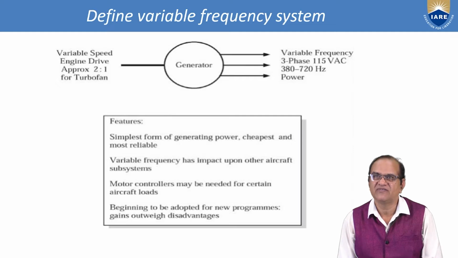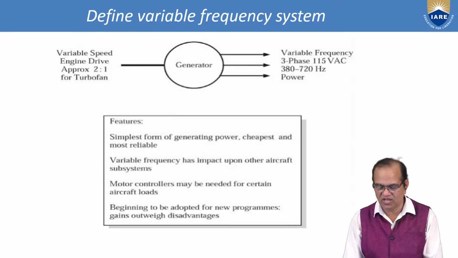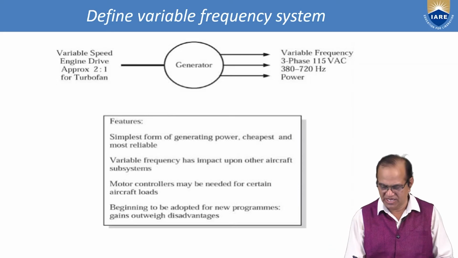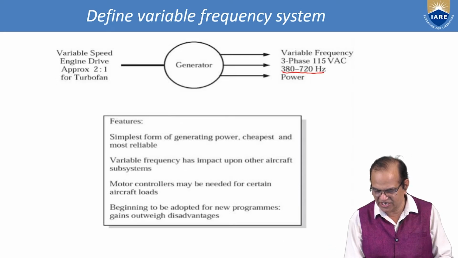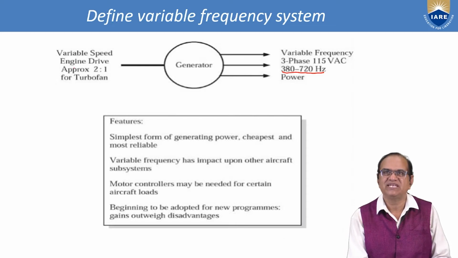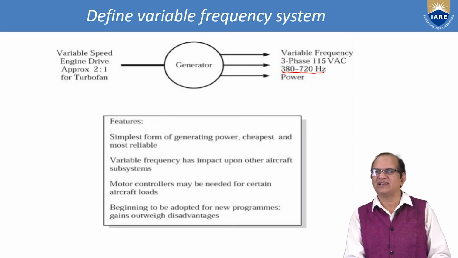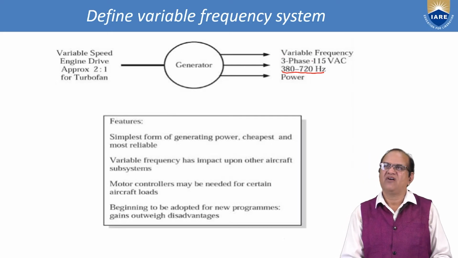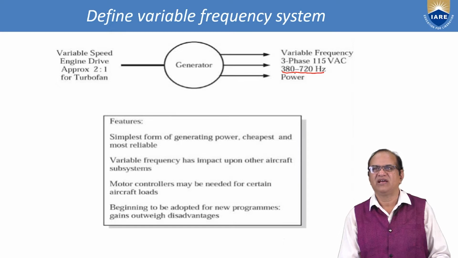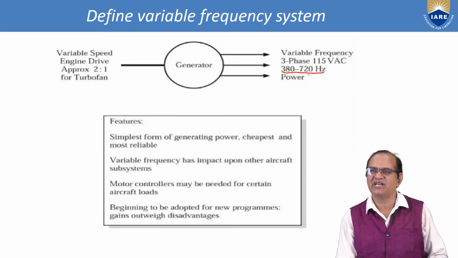Next is the defined variable frequency system. In this variable frequency system, you see 380 to 720 hertz frequency. It has a variable speed engine drive, approximately 2:1 for the turbofan. Here is the generator, and so we use another frequency range of 115 volt AC, but the frequency may range from 380 to 720 hertz.